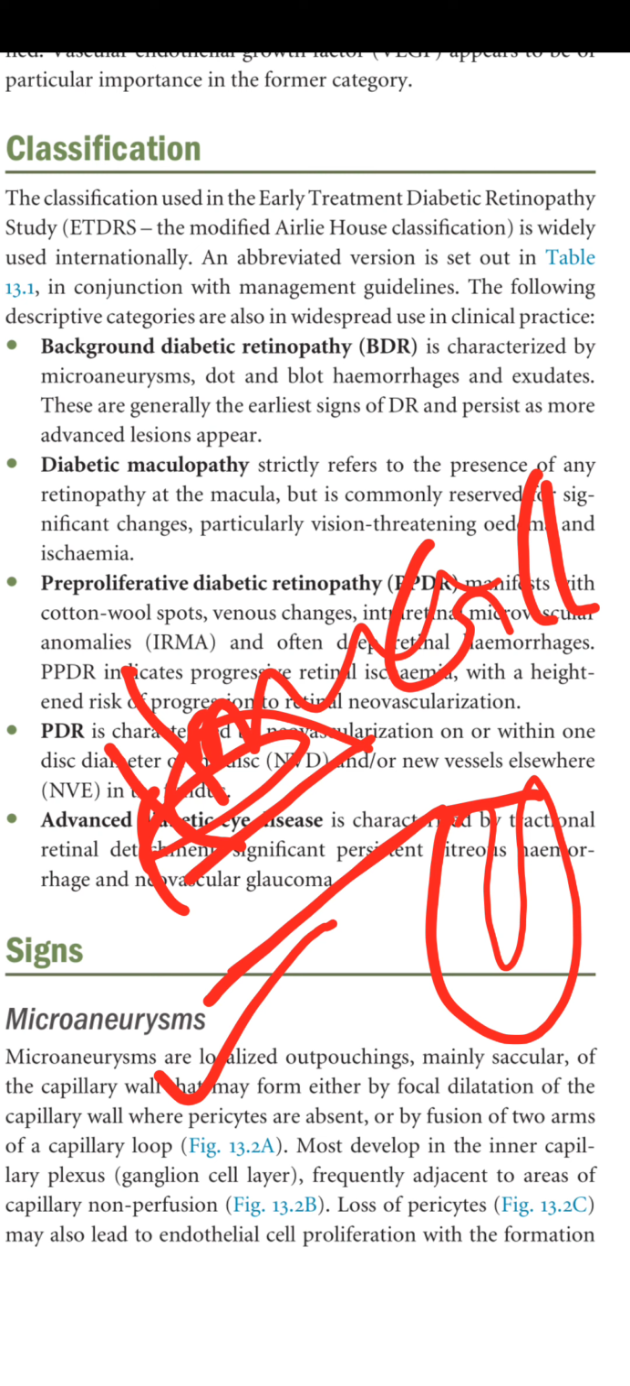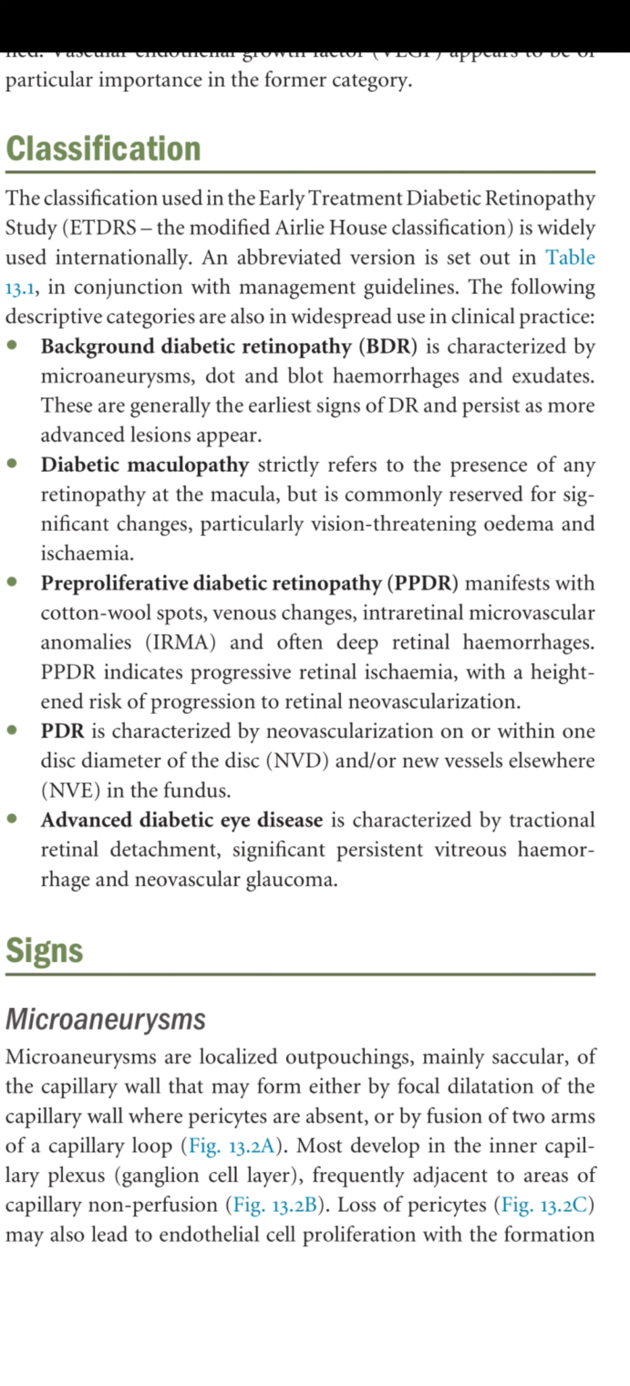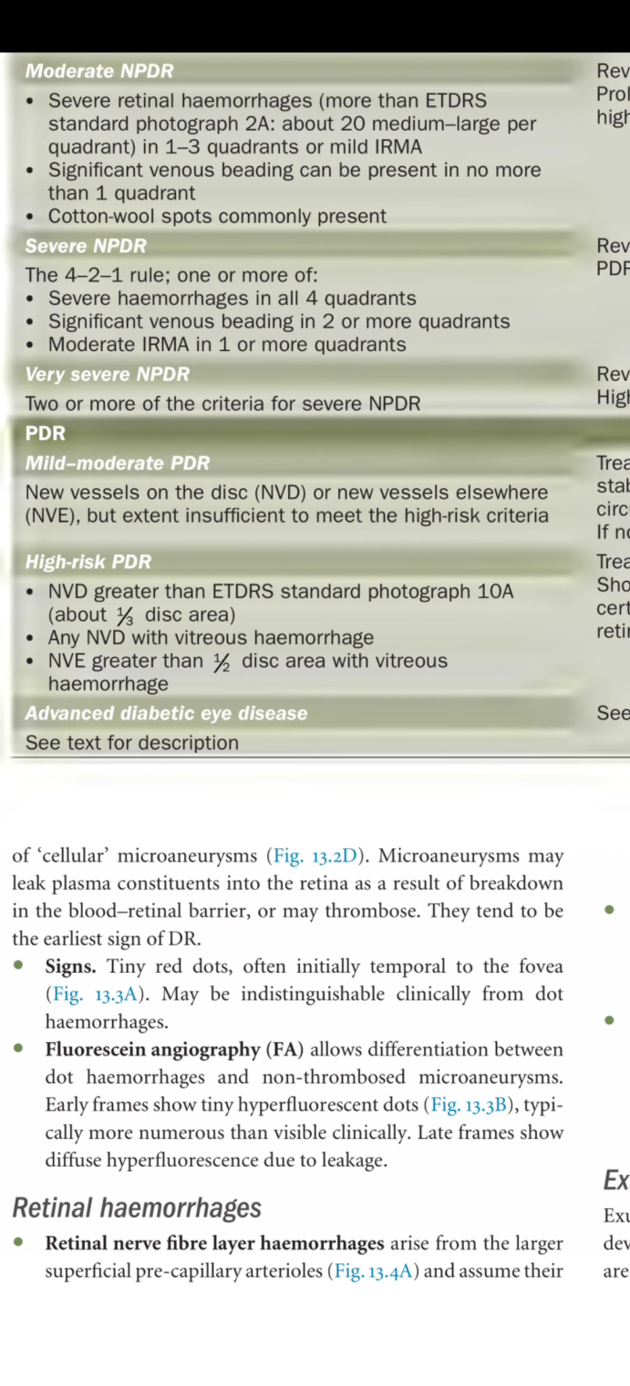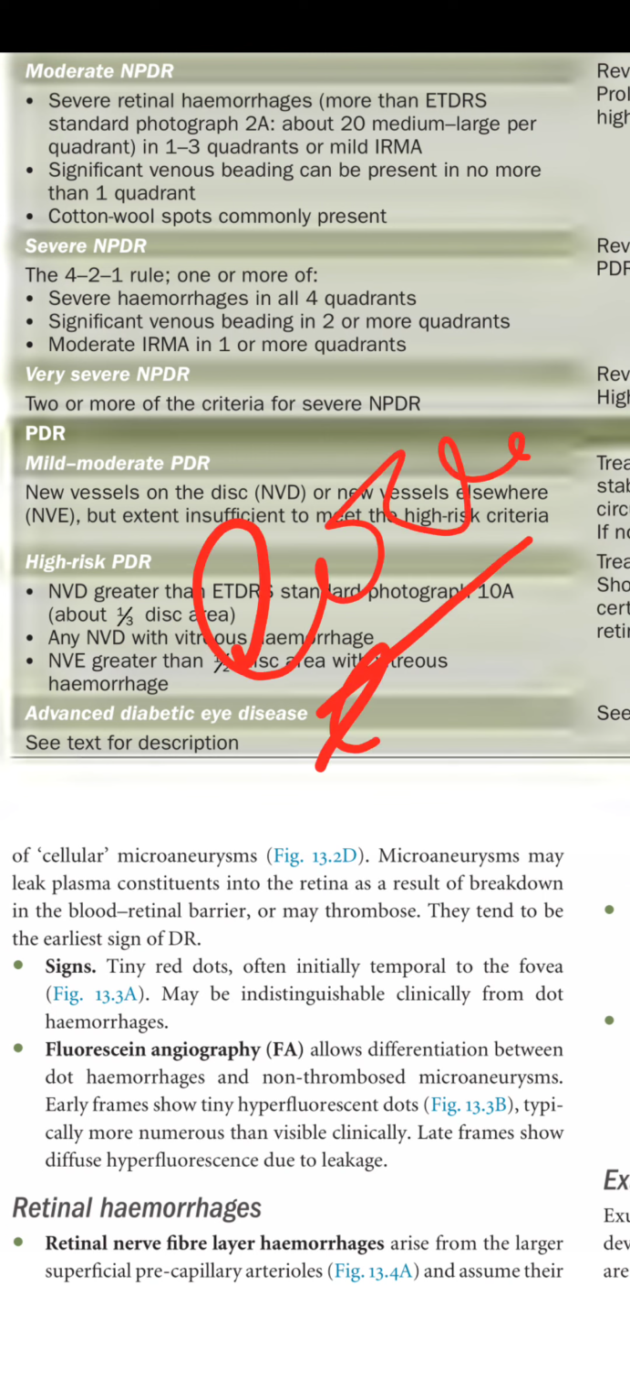Loss of pericytes may also lead to endothelial cell proliferation with the formation of a cellular microaneurysm. Microaneurysms may leak plasma constituents into the retina as a result of breakdown of the blood retinal barrier, or may thrombose. They tend to be the earliest sign of diabetic retinopathy. The signs are tiny red dots, often initially temporal to the fovea, which may be indistinguishable clinically from dot hemorrhages.